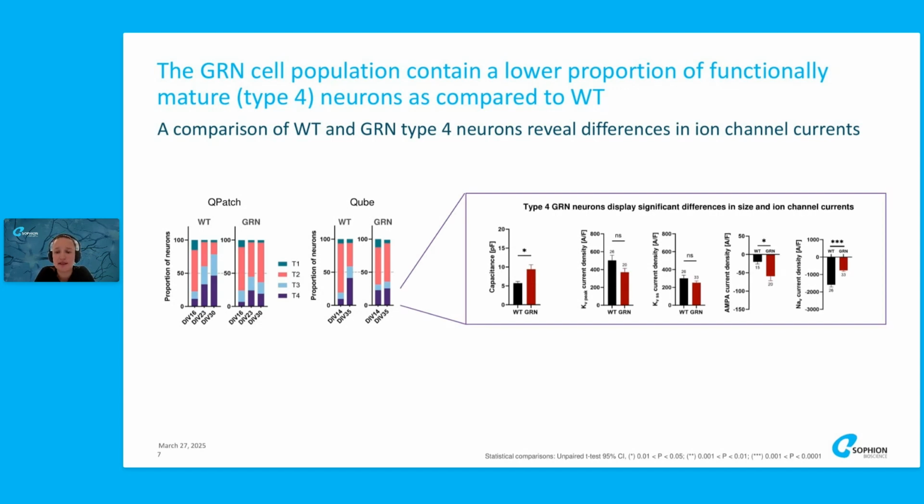Then we compared the type 4 neurons, and we saw that the disease neurons were significantly larger than the wild type. We found a small, non-significant trend in the data towards the disease cell line having smaller potassium currents as compared to the wild type. And then we saw that the disease neurons had significantly higher AMPA current density and significantly lower sodium current density as compared to the wild type neurons.